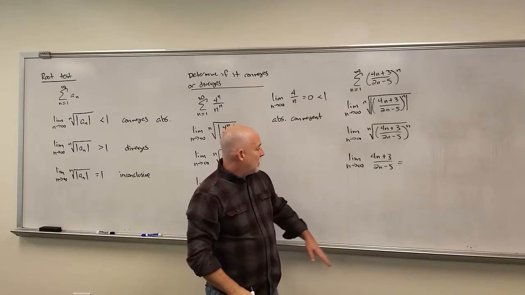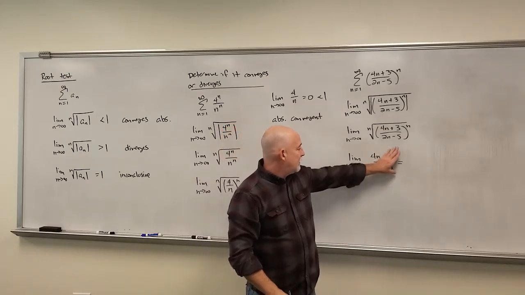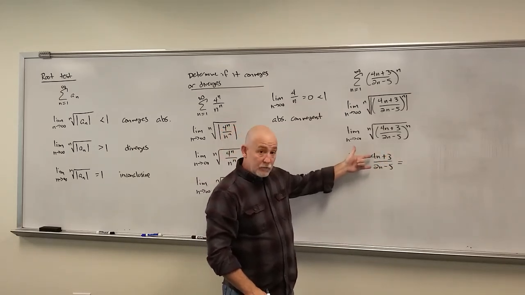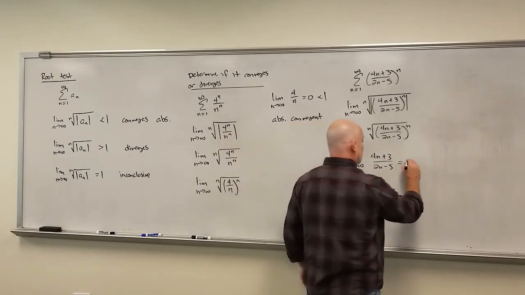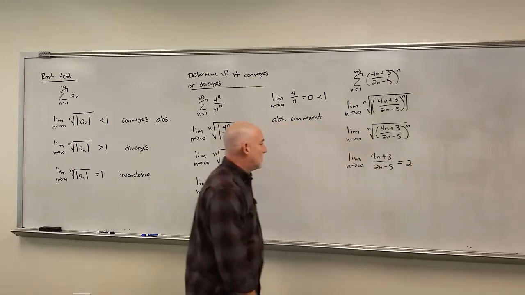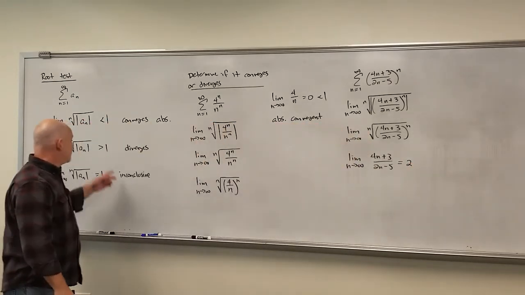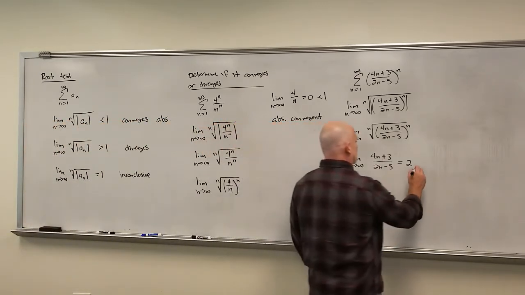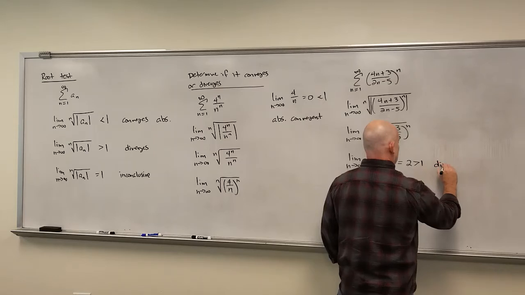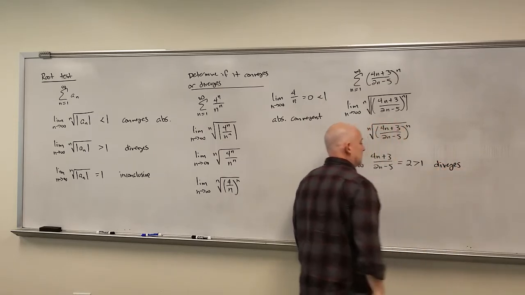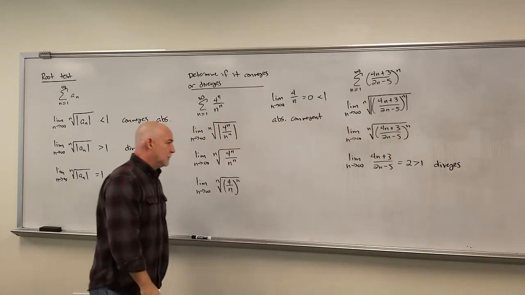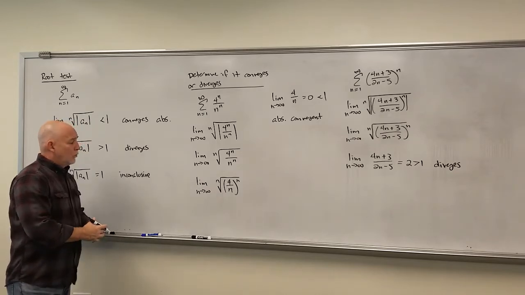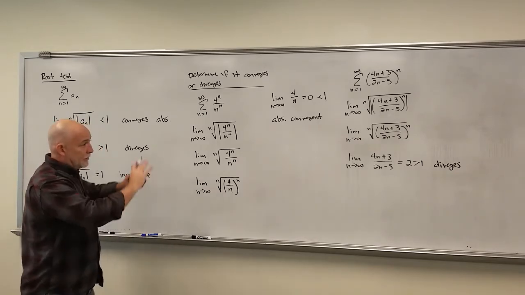Now, of course, as we go out to infinity, the 3 and the 5 aren't going to matter. We have 4n over 2n, which reduces to 2. All right, well, 2 is bigger than 1, so we can say that this diverges. This diverges. All right, and you're done.